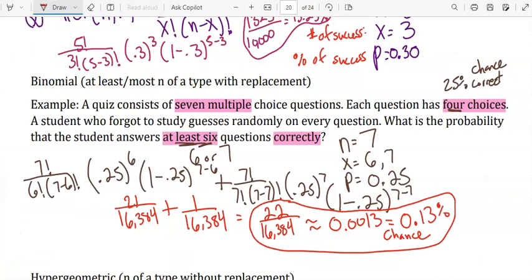If they ask this kind of question, they could have the answer in fraction form, standard form, or percentage form. Know how to change between those three.